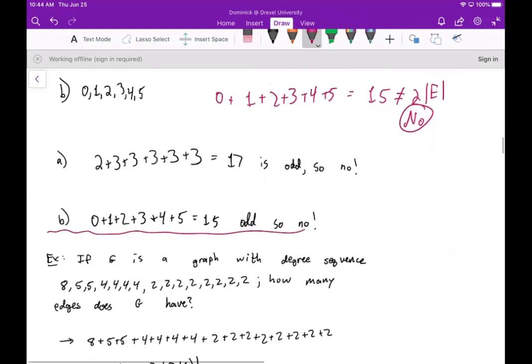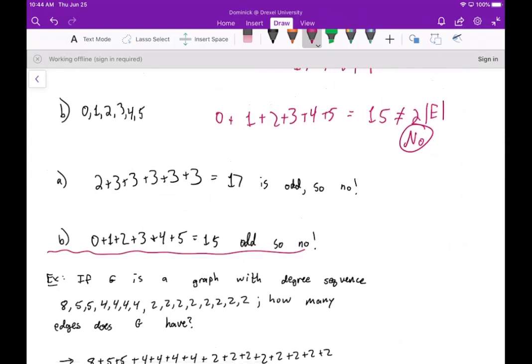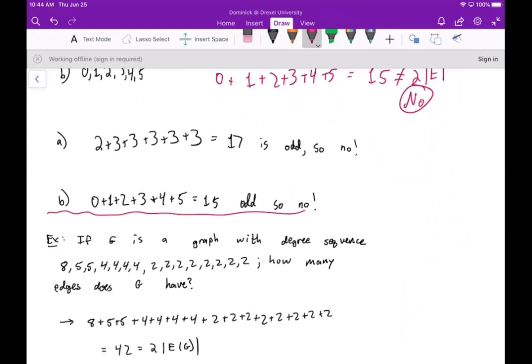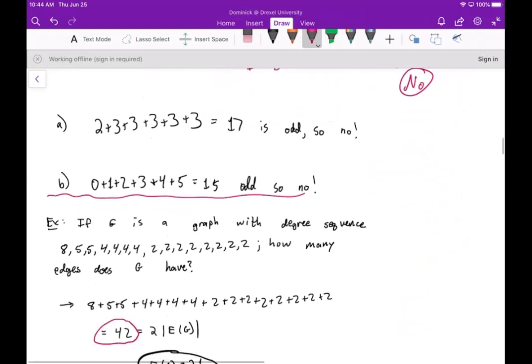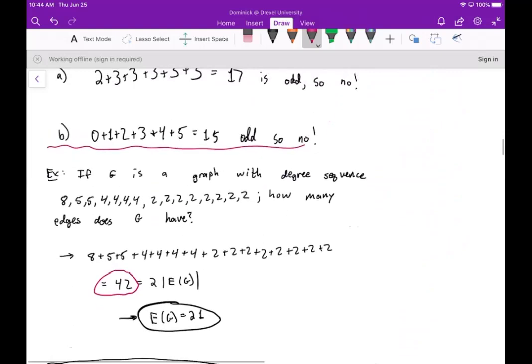Now, a follow-up example: if G is a graph with degree sequence 8, 5, 5, 4, 4, 4, 4, and then it looks like we have 8 2s, how many edges does G have? Well, if these are all the degrees, we need to add these together. And if we add them together, we get 42, right? And then, of course, that equals 2 times the number of edges. So the number of edges that we have is 21. Right, so that's an example that utilizes the degree sum formula.